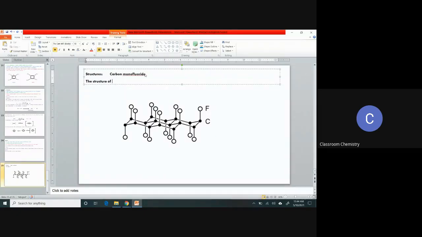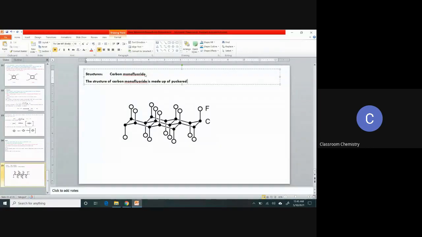The structure of carbon monofluoride is made up of puckered layers. Okay. So that puckered structure we also see in case of what?